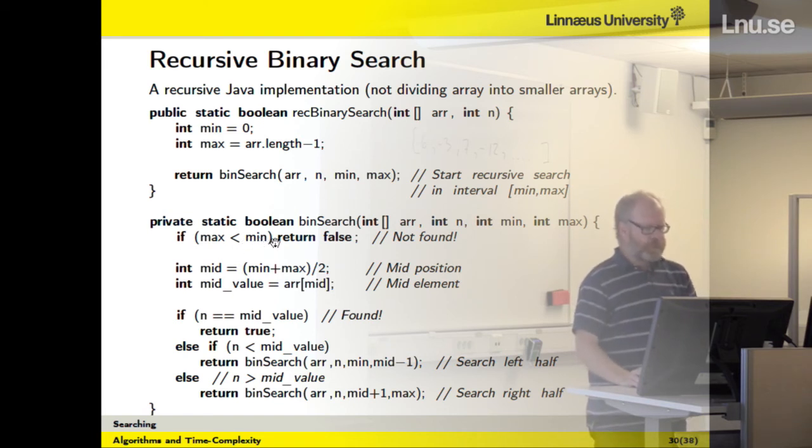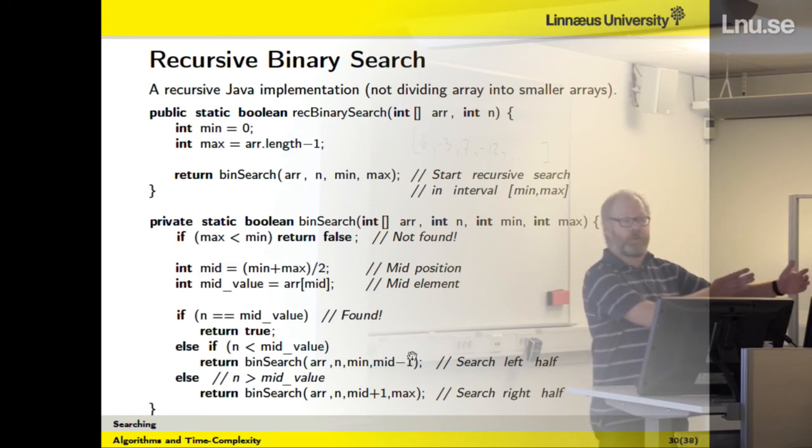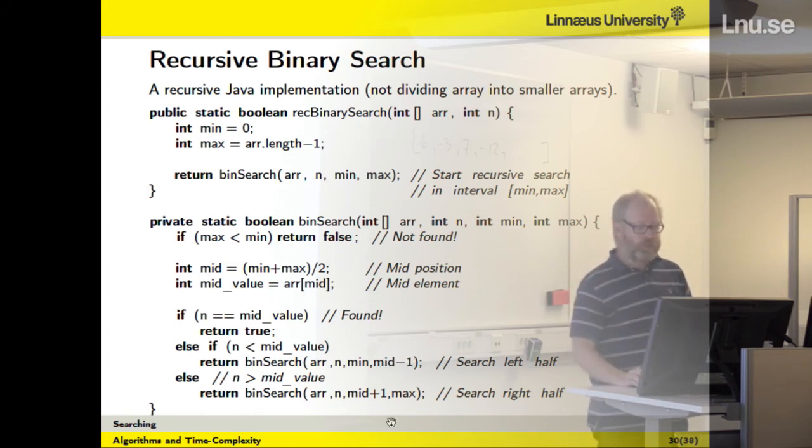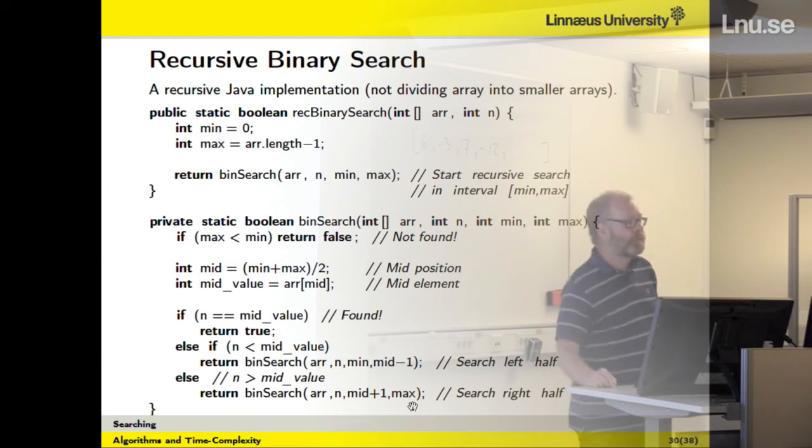If we haven't found it, then we return false. Otherwise, I find the mid position. Min plus max divided by 2 will give the mid position. I pick out the mid element, the mid value. If n equals the mid value, done, we have found it. If n is less than the mid value, we call this method one more time, but now we are searching from min to mid minus 1, the left half of it. If it's larger, we search the right half like this.